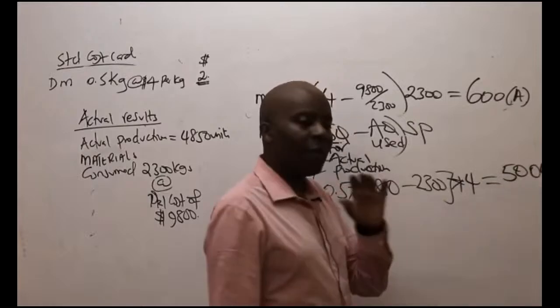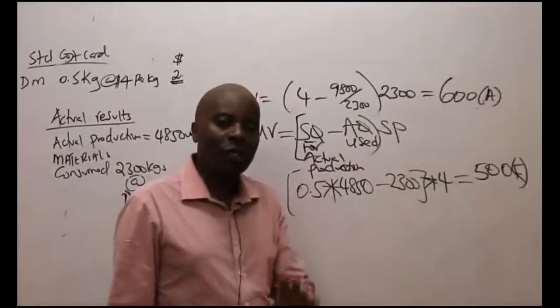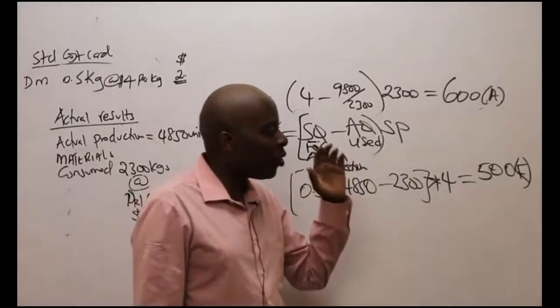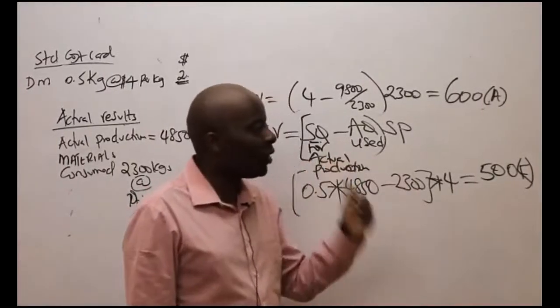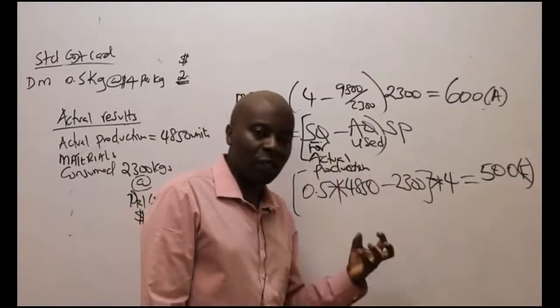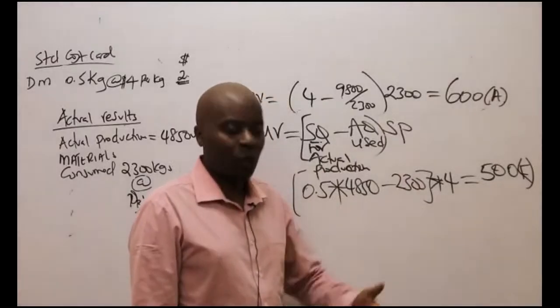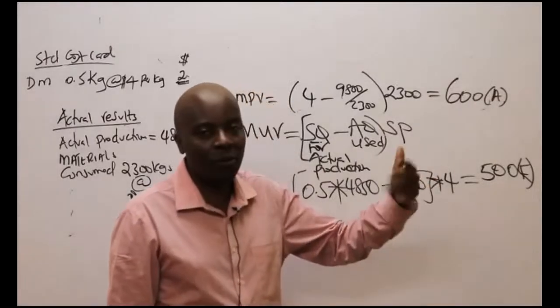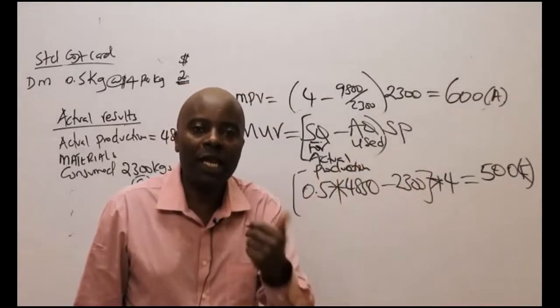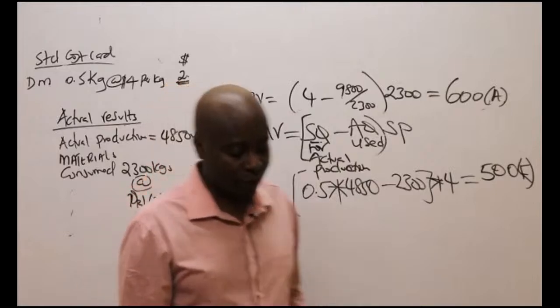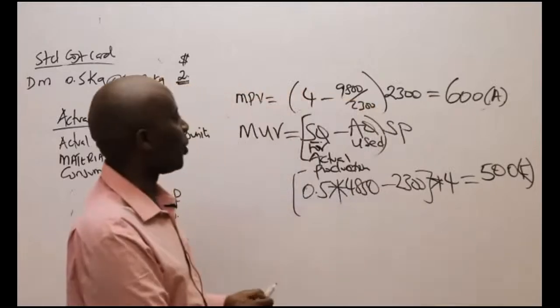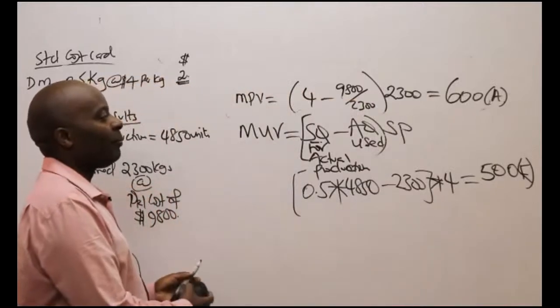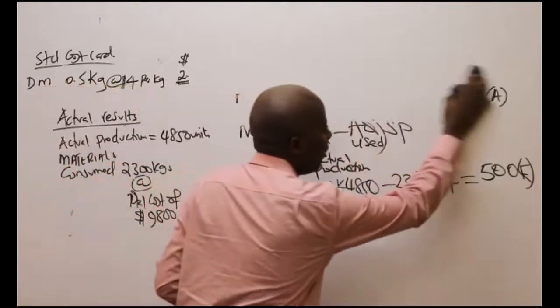So those are the material cost variances. Why are we calling this favorable? We are calling it favorable simply because we have gotten a positive variance. Positive variances impact our profit positively. So that is okay. Now let us go to the labor.